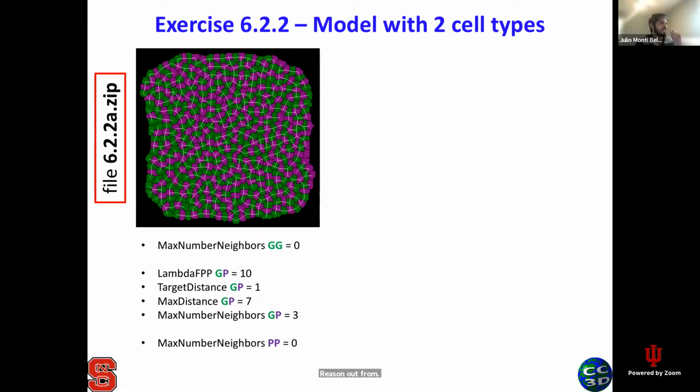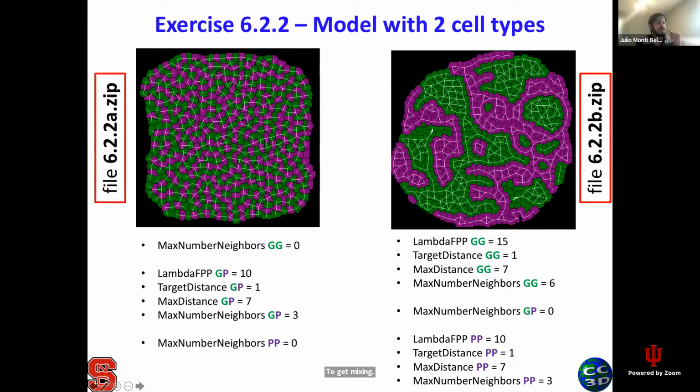Right, so this is the recipe to get mixing. Wow, Vikram got it, excellent. A recipe to get demixing or sorting of the cells is this one. In this case, I don't have links between cells of different types. I only have links between cells of the same type, okay?